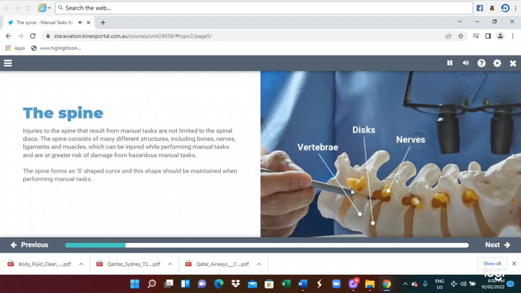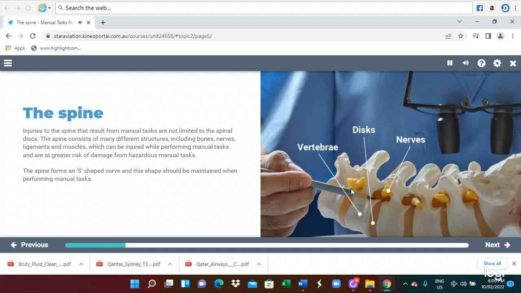Injuries to the spine that result from manual tasks are not limited to the spinal discs. The spine consists of many different structures, including bones, nerves, ligaments and muscles, which can be injured while performing manual tasks, and are at greater risk of damage from hazardous manual tasks.